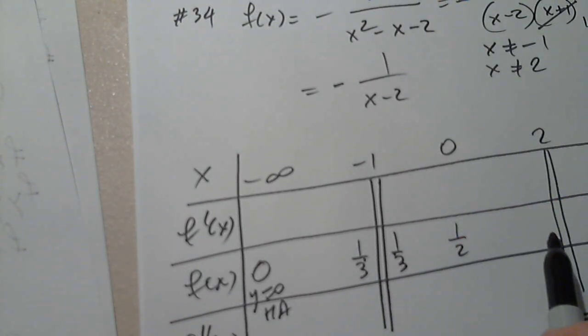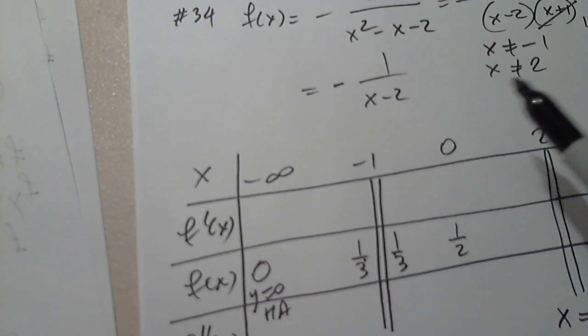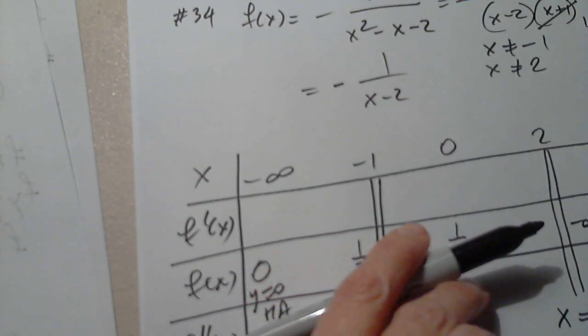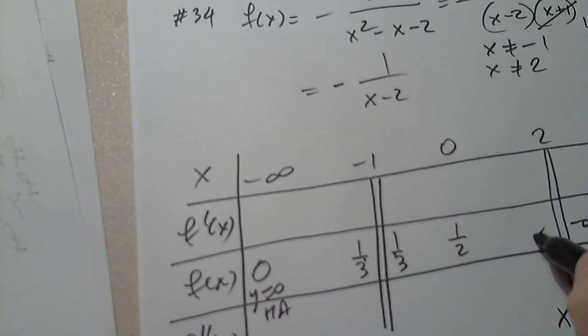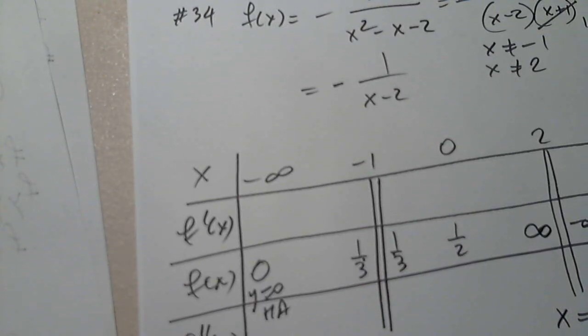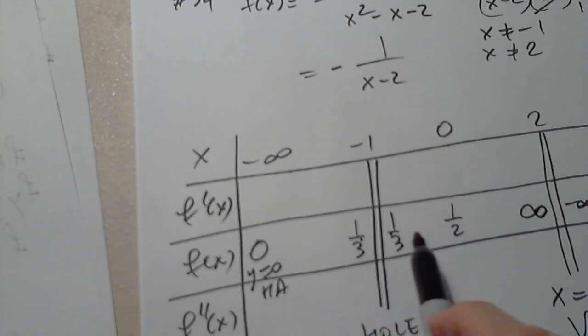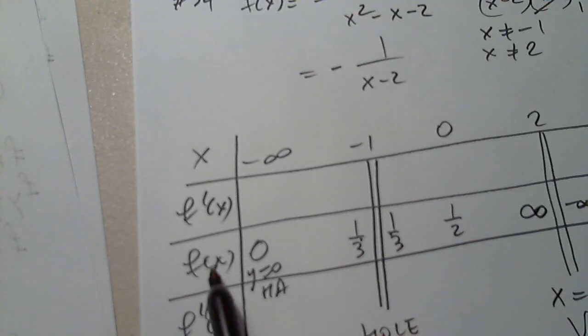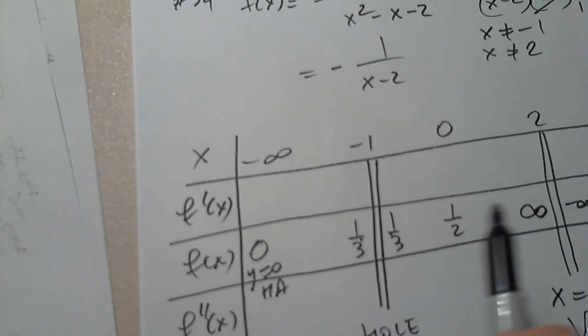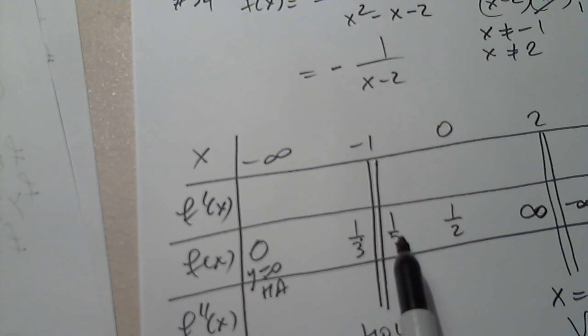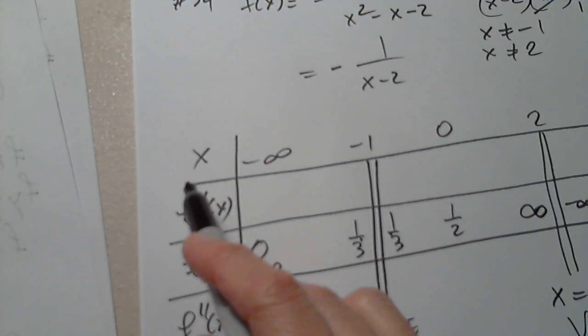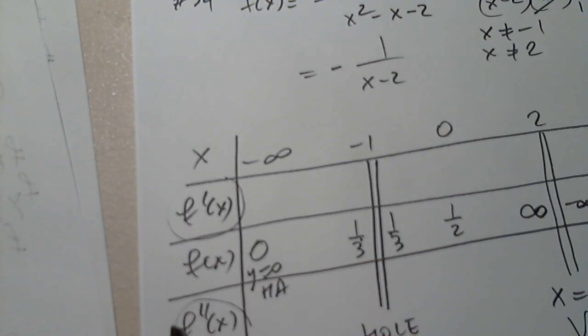Now at 2, I have to find this limit, and I have to find this limit. So with 2.1, this is negative infinity. But with 1.9, this is infinity. At this point, I determined everything I could find about the function from the function itself. Now I have to go to the first derivative and later on to the second derivative.